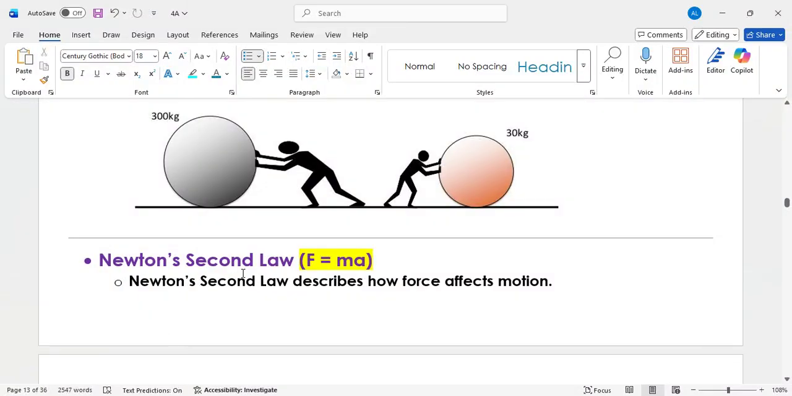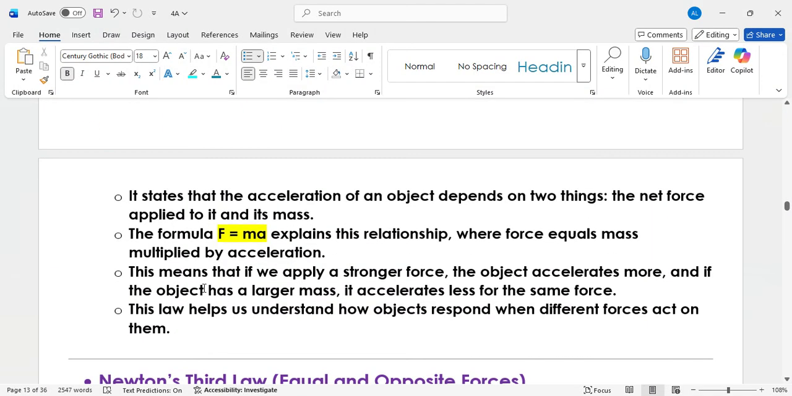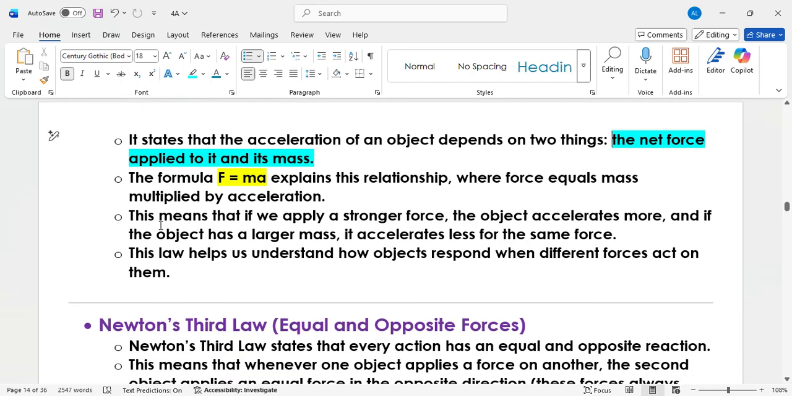Right. Newton's second law describes how force affects motion, right? It states that the acceleration of an object depends on two things: the net force applied to it. We're talking about the net force, all right? Remember that. F equals ma explains the relationship where force equals mass multiplied by acceleration. This means that if we apply a stronger force, the object accelerates more, and if the object has larger mass, it accelerates less for the same force, right? That's true. This law helps us understand how objects respond when different forces act on them, right?